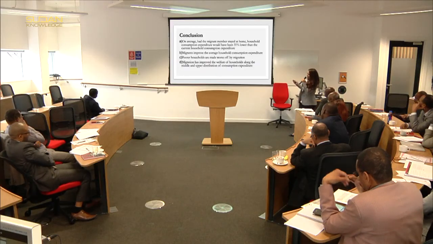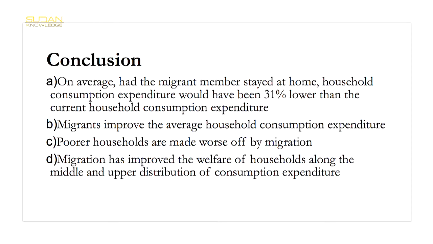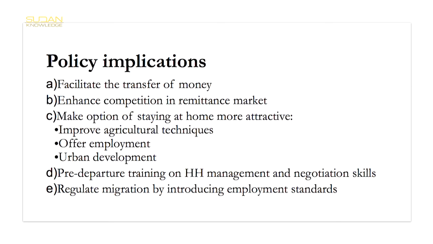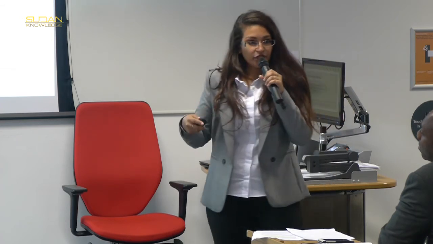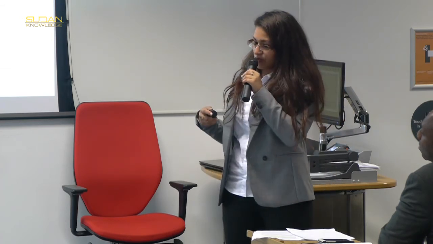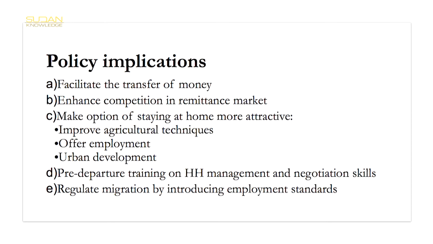So in conclusion, just because of time constraints, I'm not going to repeat my conclusion. I'm going to move on to my policy implications. So as you can see, on average, households are being made better off from migration. So I think policymakers need to reduce restrictions on migration. They need to put in more effort to facilitate the migration process. And the reason I say that is as well because we can see that poor households are being made worse off.